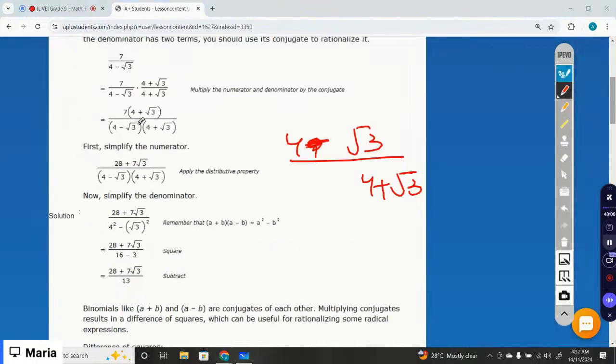So when you multiply and divide, that would be 7 times 4 plus square root 3, and 4 minus square root 3 times 4 plus square root 3. So a minus b, a plus b, make it in the form of squares: 4 squared and square root 3 squared, right? So 28 plus 7 square root 3 divided by 16 minus 3, that is 28 plus 7 square root 3 divided by 13. Now you can see the denominator doesn't have any square root, right?